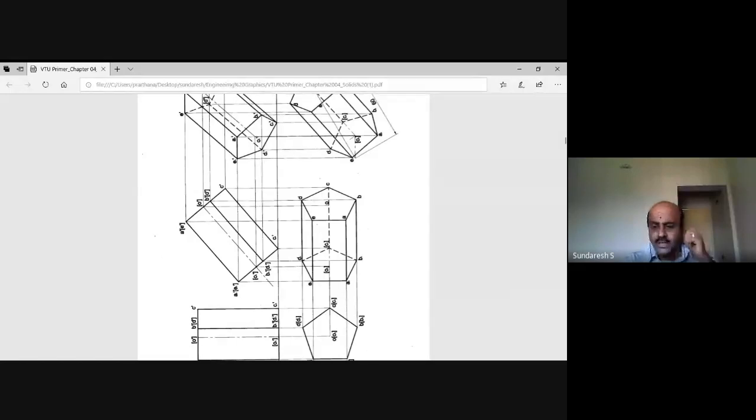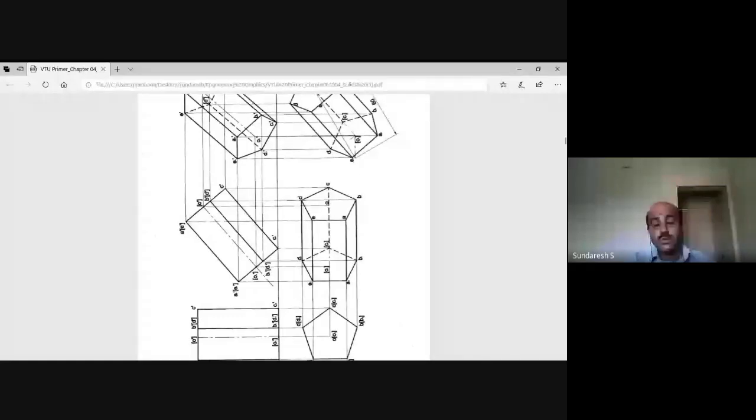So, my dear students, in the last class we just started with the projection of solids, and we discussed one or two problems. I think we started with the projection of prisms. We solved three problems in the last two classes, where we discussed how to solve the problem on square prisms as well as one problem on a pentagon.